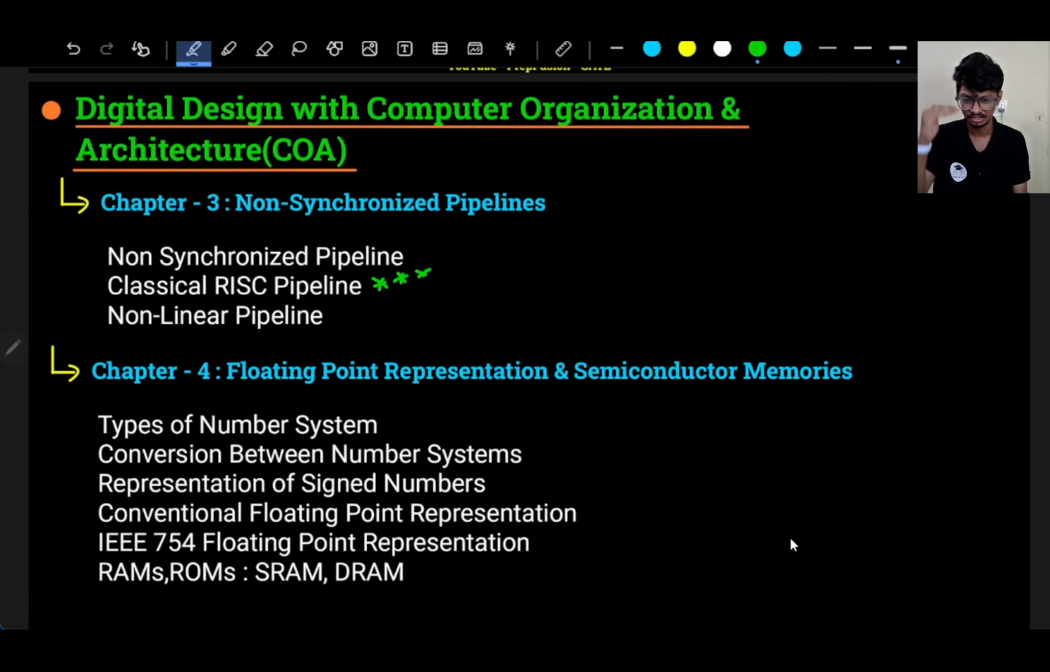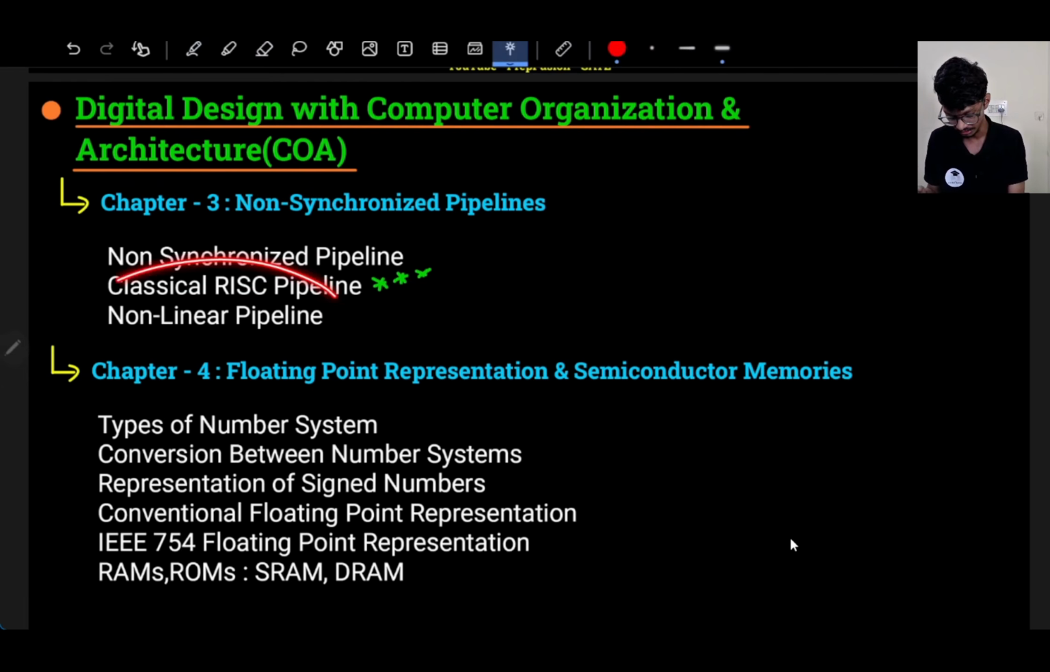Many times they get asked what the different stages of a classical RISC pipeline are, what we do in different stages, exact things in detail, which we have fully covered. Then we have discussed non-linear pipelines. Whenever there is a non-linear pipeline, what kind of hazard can be caused and how can I mitigate those hazards, those we have learned in non-linear pipeline.